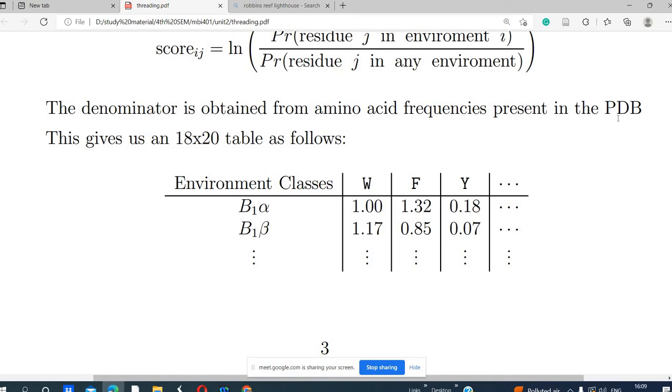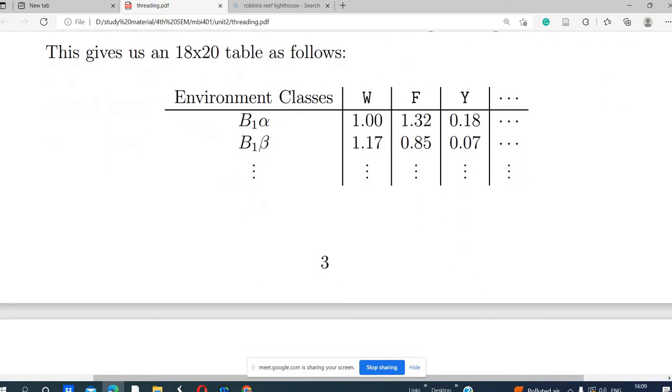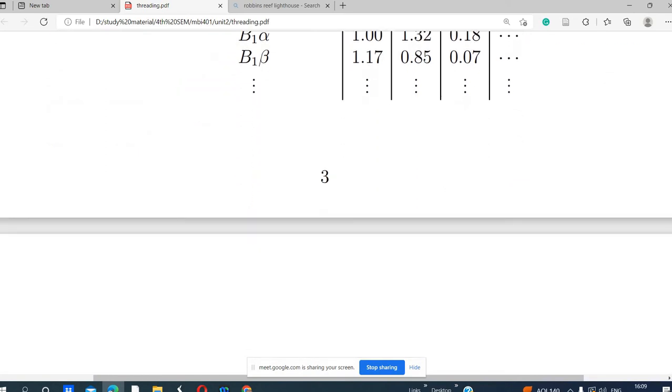Then we will divide it by how many times it can appear in any region, like buried, partially buried, or any class. So we'll divide this and we'll get this value. In that way we'll calculate the log odds score. So in that way the environmental class can be assigned for each residue.